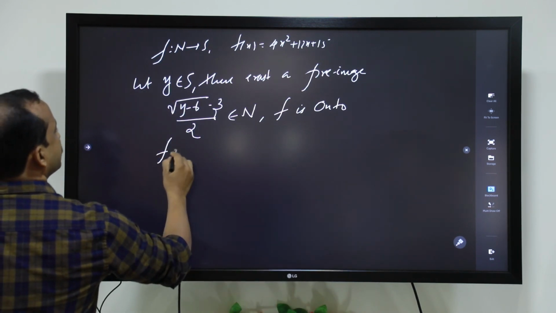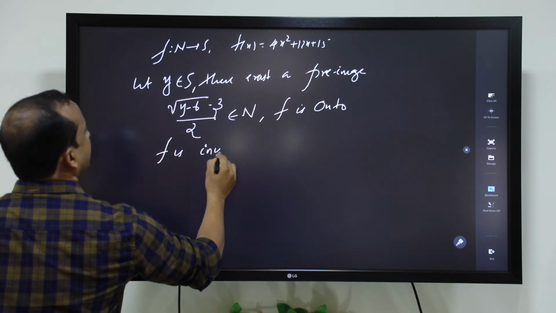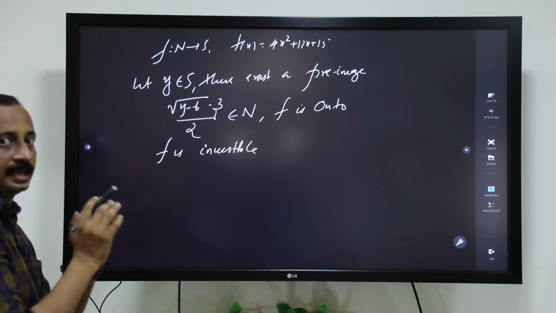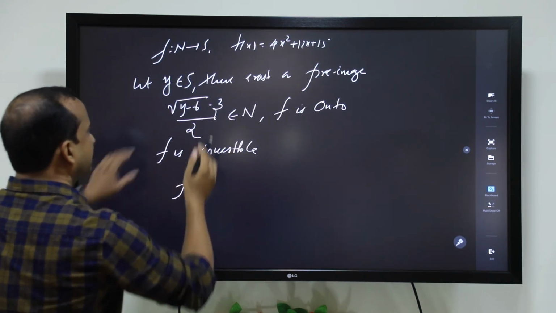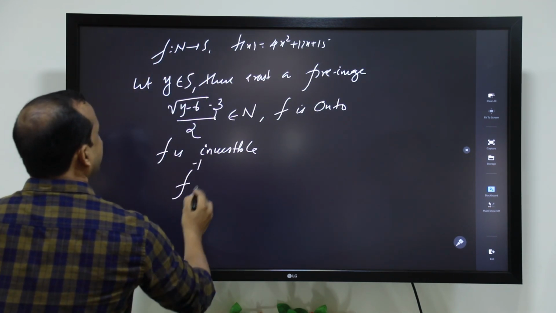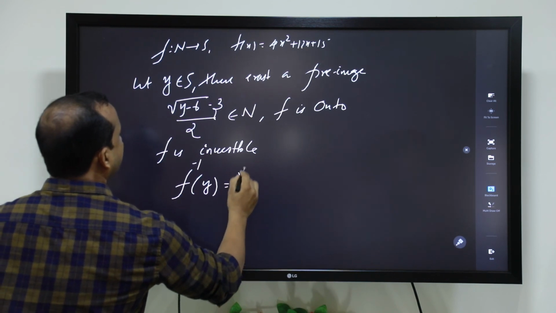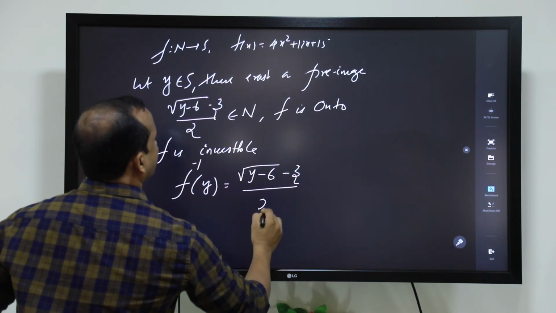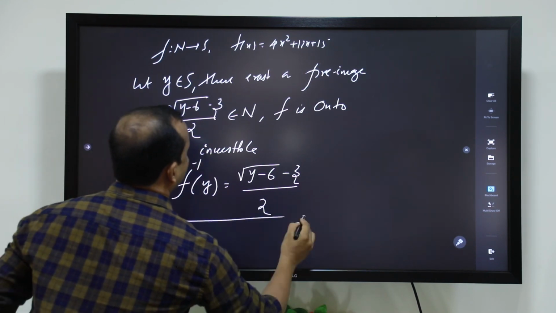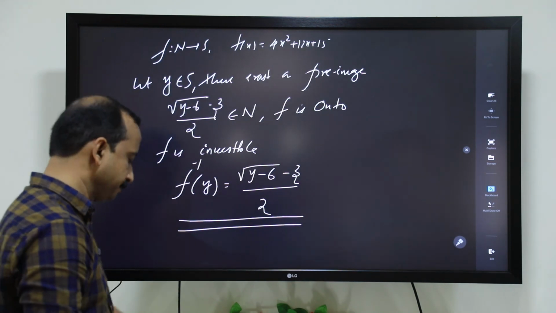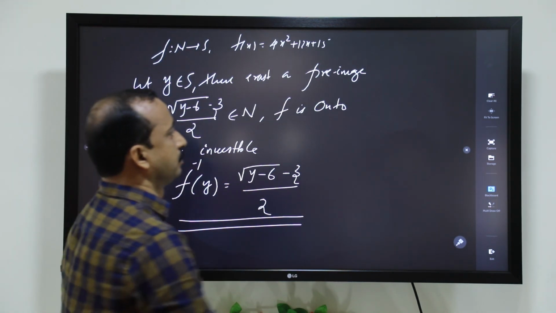That means our function is invertible, and therefore the inverse exists. The inverse function maps the second set back to the first set. Our inverse function f inverse of y is equal to (root of y minus 6 minus 3) divided by 2. Okay, that's all.